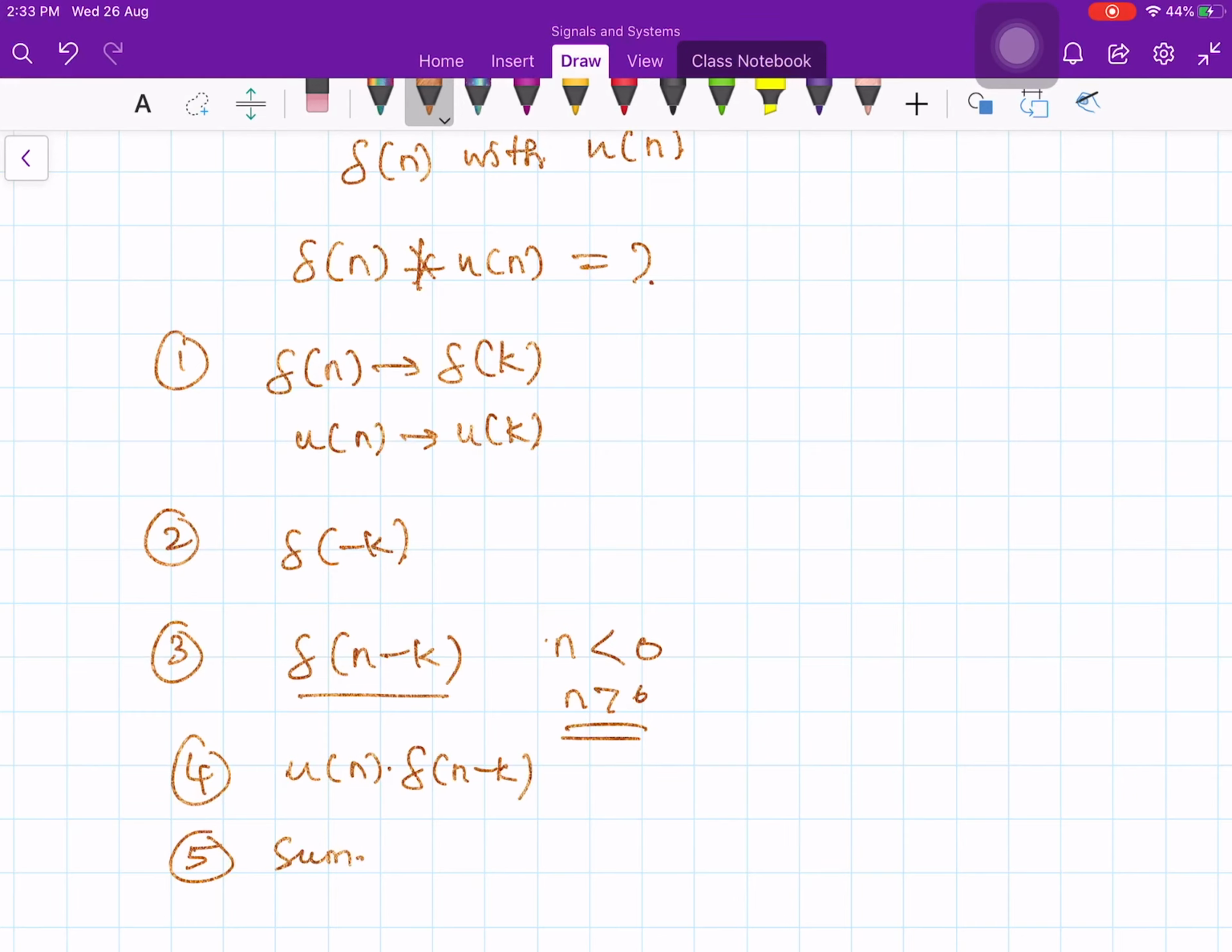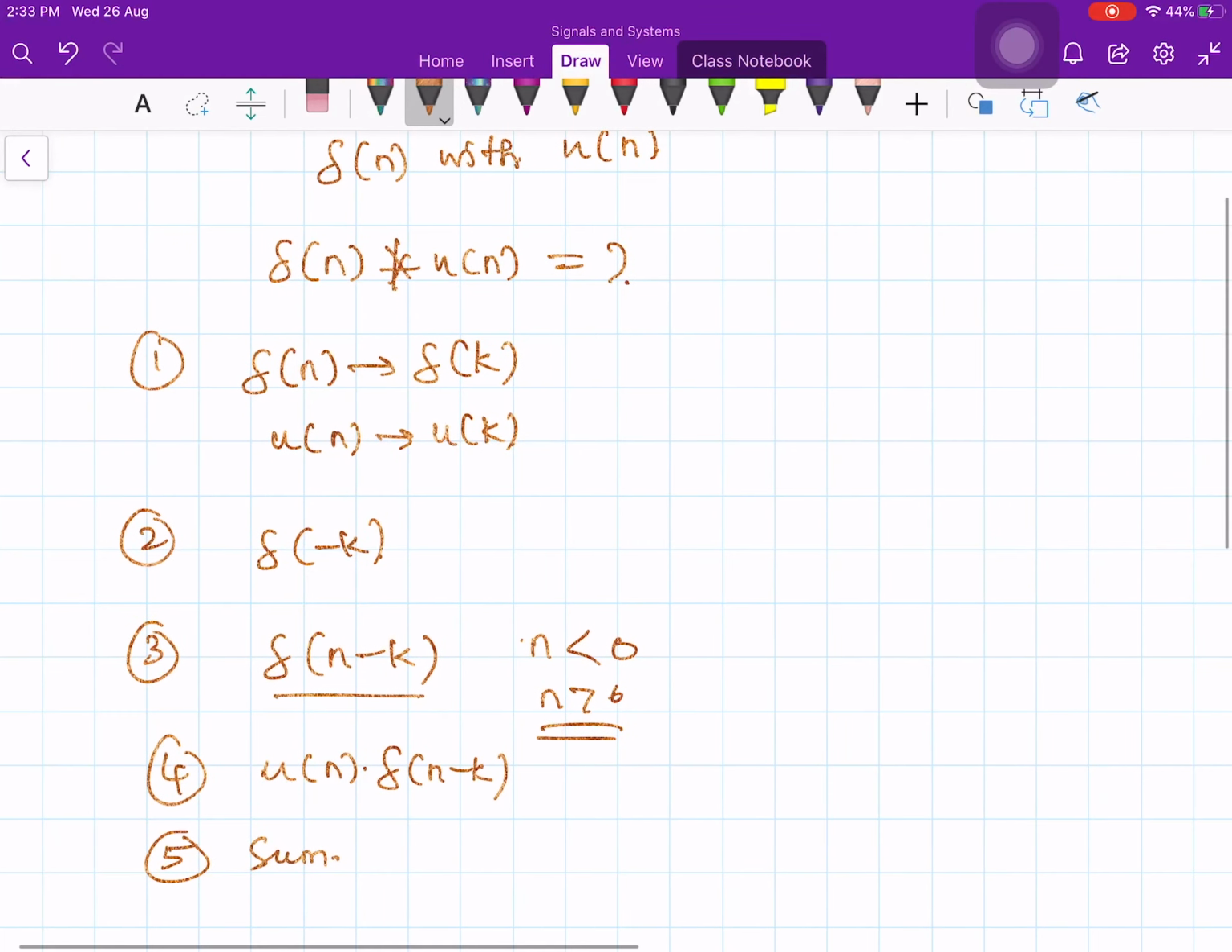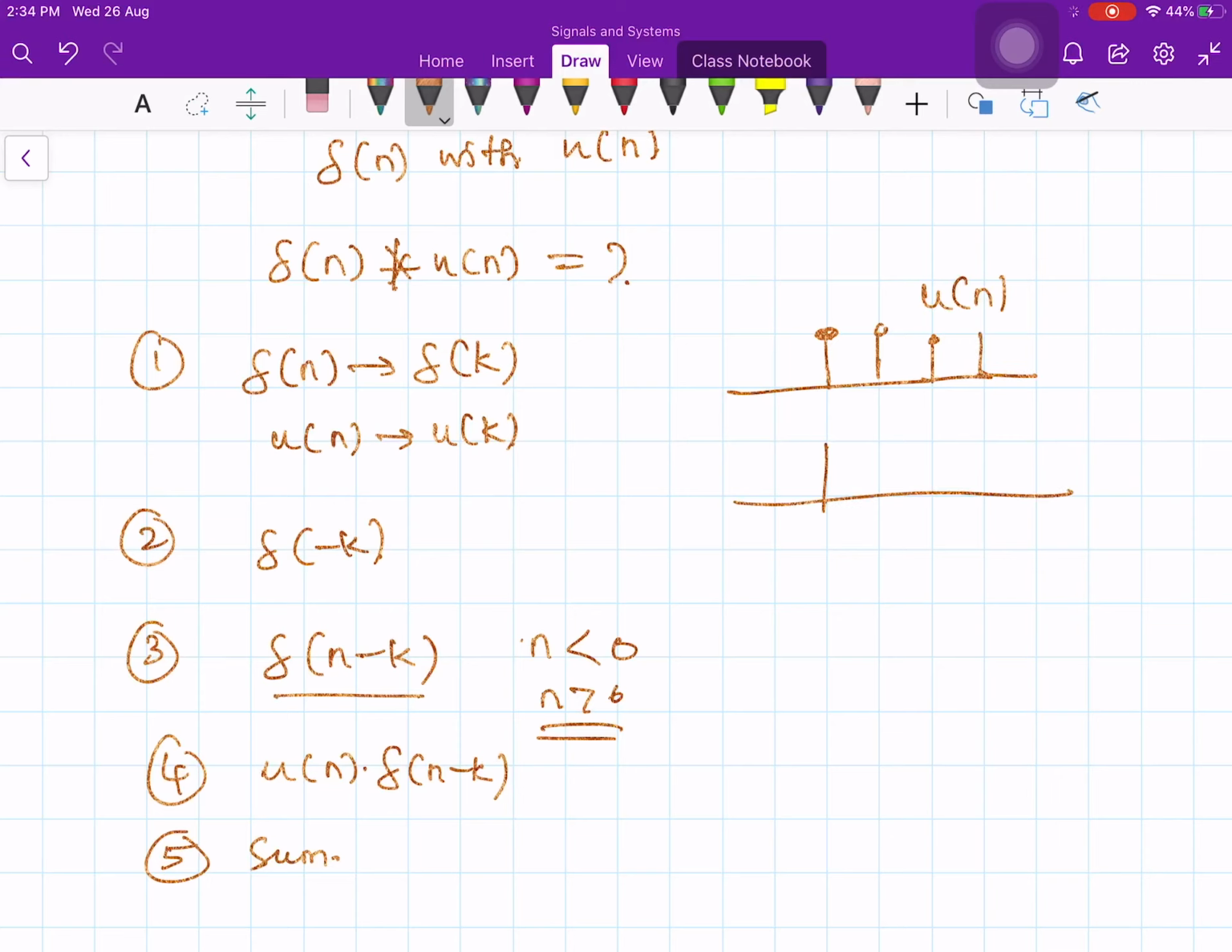So your u of k will be like this. This is u of n. If you draw it in the independent variable k, 0, 1, 2, 3, like that. This is u of k. I just changed the variable.